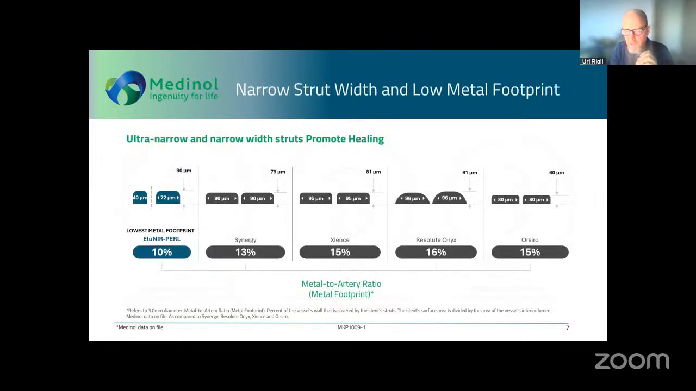This design also showed that we have the lowest metal to artery ratio. This is one of the checks that all the companies have to adhere to in the same manner, because it's a regulatory requirement by the FDA. Hence, what we're showing here is that our stent has the lowest surface area that touches the vessel wall. This allows for fast endothelialization as well.